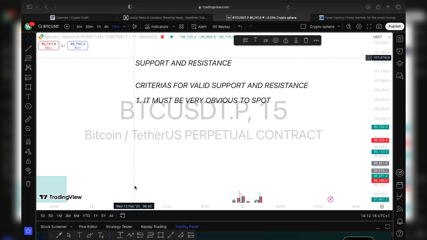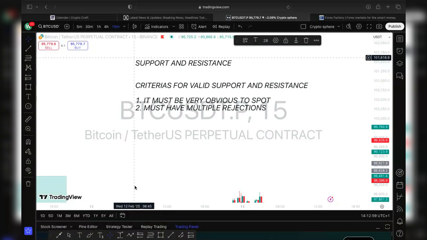Now, the second thing you want to note down is that it must have multiple rejections. For a support level to be valid, there must be multiple rejections at those zones. Or for a resistance to be valid, there must be multiple rejections from those zones.